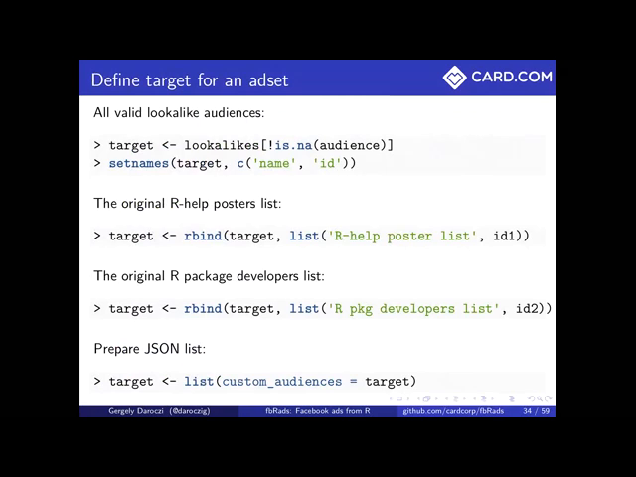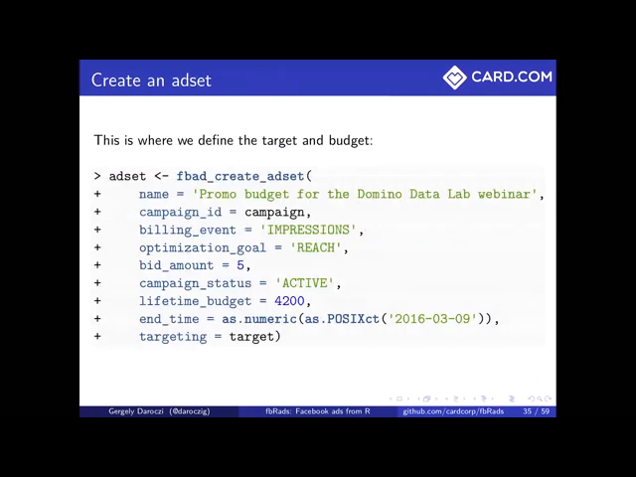Then, if you have the campaign, you have to define an ad set. But for an ad set, you first have to define a target. We will use the custom audience we have created and also the lookalike audiences. Here we just merge these to a list, which we push to Facebook as a JSON object.